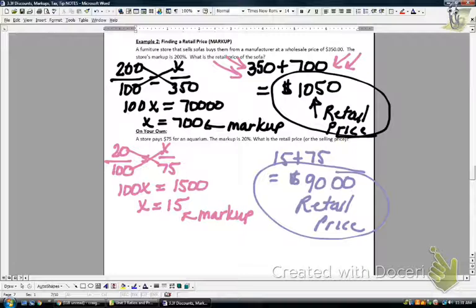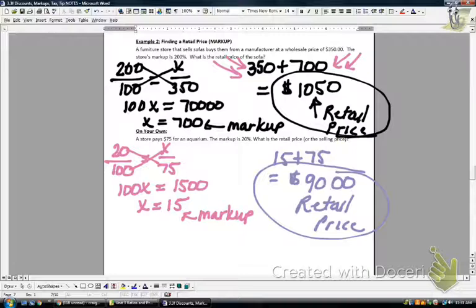Alright, so I've worked the problem. 20 over 100 equals x over 75. Cross the equal sign and multiply. So then when I work through that, I get $15 is the markup. And then 15 plus 75 is $90. So the retail price is $90.